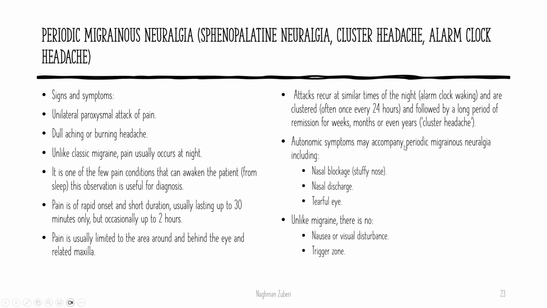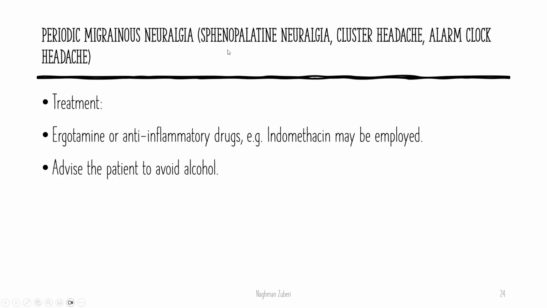Autonomic symptoms may accompany periodic migrainous neuralgia, and they include nasal blockage, meaning the patient will have a feeling of a stuffy nose, nasal discharge, or at times even tearful eyes. Unlike migraine, there is no nausea or visual disturbance, and these headaches do not have any trigger zone. Treatment for this sphenopalatine neuralgia or alarm clock headache: ergotamine or anti-inflammatory drugs, for example indomethacin, may be given. And advise the patient to avoid alcohol.